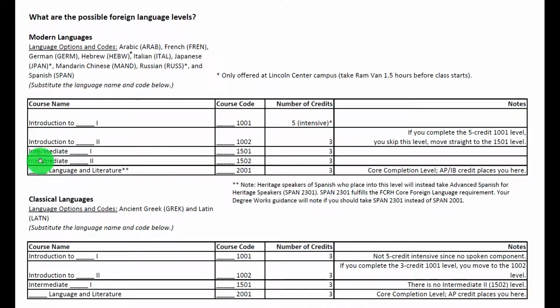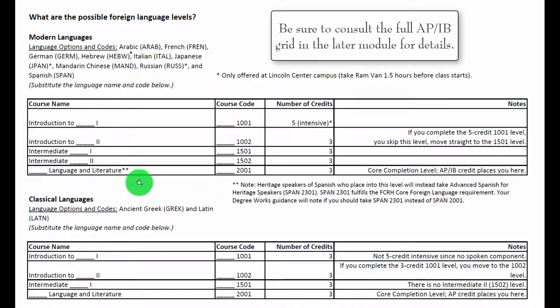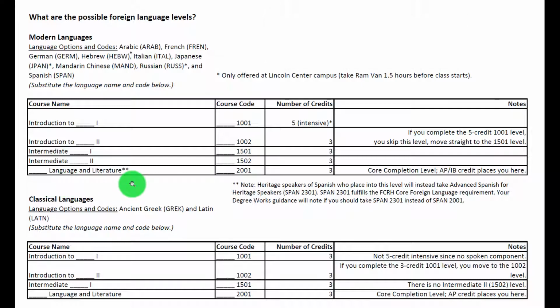And now finally we look at the language and literature level. So for French, this would be called French Language and Literature, also 3 credits, and that's French 2001. This is the level that you would need to complete to finish the core. Some students who do very well in the placement exam will place here directly if there is a placement exam for your language. And if you have AP or IB credit, for example, in French, German, Mandarin Chinese, or Spanish, it would place you into the 2001 level. So you would then take just one course to fulfill the language requirement.